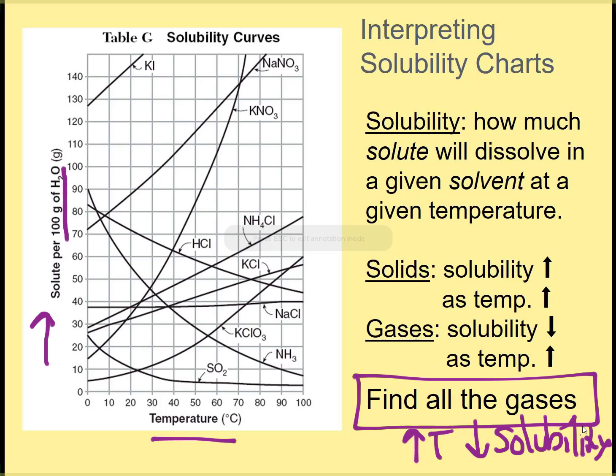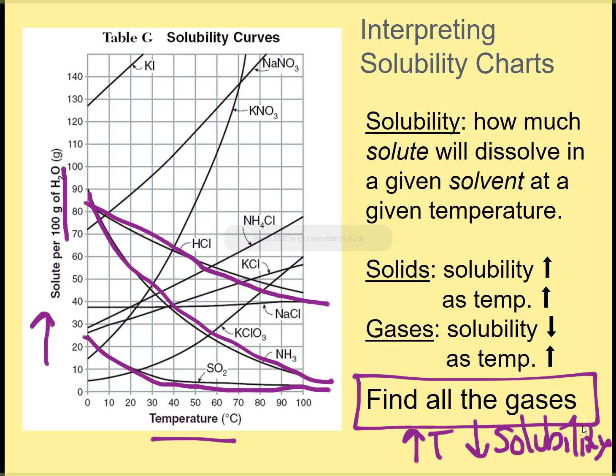Let's try to find all the gases. They're going to be the ones where their solubility decreases. So this ammonia gas, and then I have my hydrogen chloride gas, and then I have my sulfur dioxide gas. So those are all your gases. The solubility decreases as the temperature goes up.